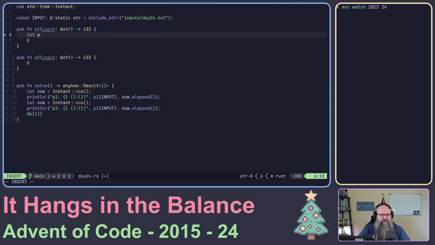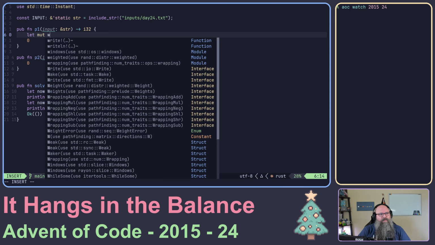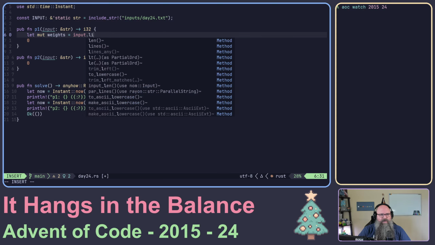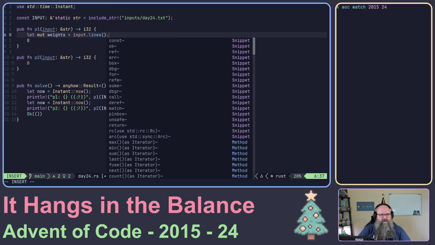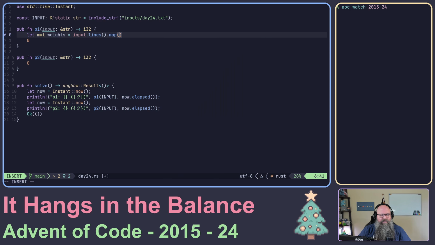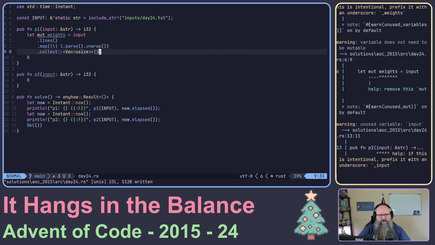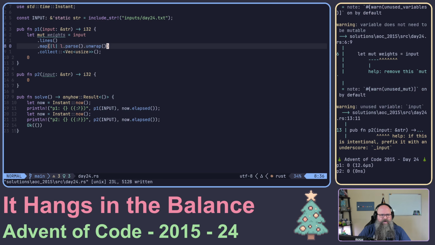So let mute weights. I'm gonna want to sort it, so that's why I'm doing mute. Input dot lines dot map. Will that work, or do I have to specify the parts? Parse. No. Okay, it figures it out.